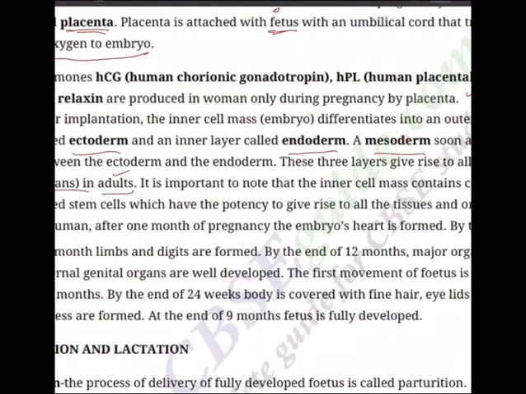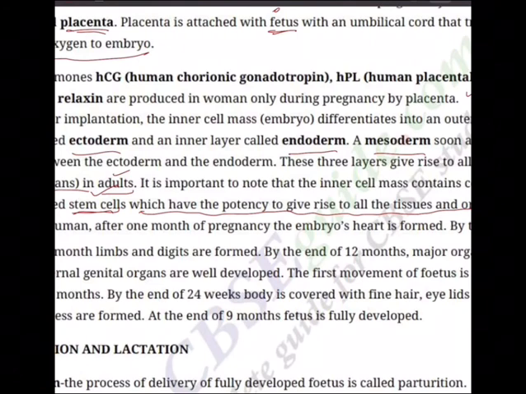It's important to note that the inner cell mass contains certain cells called stem cells. This is the latest research. This is the boon for all the biologists. What is the use of stem cells? What is the significance? They have the potency to give rise to all the tissues and organs. So in future, it will be only stem cells. There is no need for any tablet or injection. You got stem cells, whatever organ, whatever tissue we lose during accidents, we'll get back, and that too a natural organ.